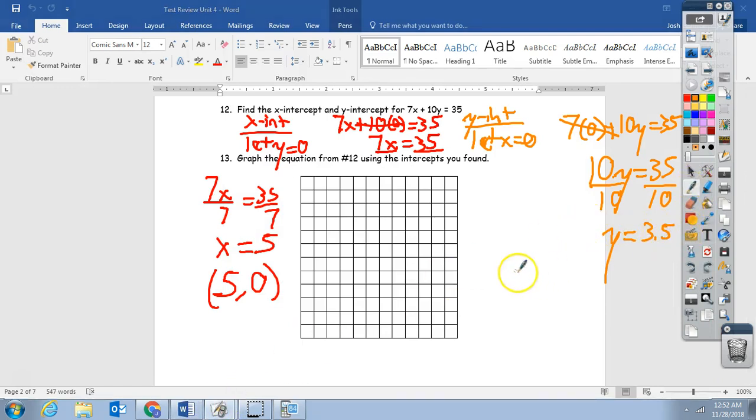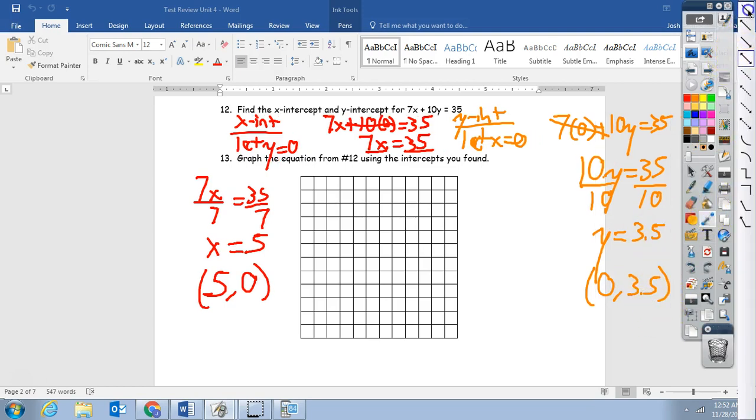Now, again, I write this as a point. This time 0 for x, because that's what I plugged in. 3.5 for y, because that's what I got. Then, you could graph those two.